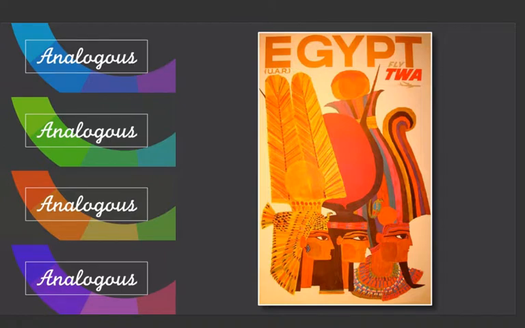Think about these colors. These are analogous colors. Why were these colors chosen by the now defunct TWA for this poster for Egypt? Why would these colors have been chosen? Are they the same colors that somebody would have chosen if they were flying to Brazil? No. Completely different set of colors. You would have used analogous colors probably, but at a different place along the color wheel. This gives you the feel of sand, hot, dry, those kinds of things.